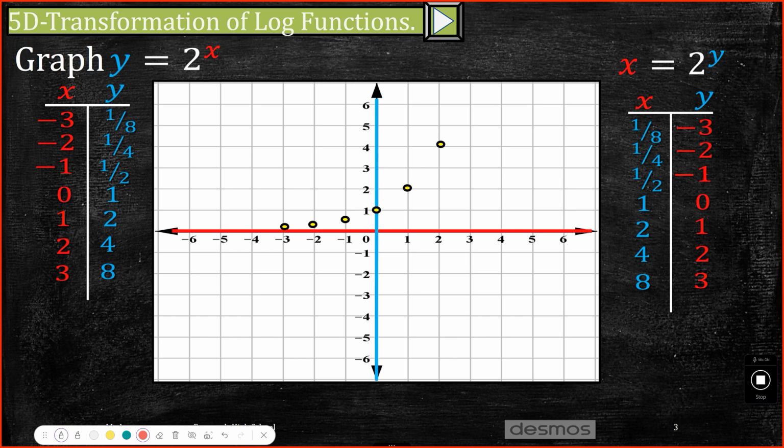Let's just continue on. Now we can plot these points. x is 1/8, y is negative 3. 1/4 is negative 2. 1/2 is negative 1. 1 is 0. x is 1, y is 0. 2, 1. 4, 2. 8, I can't graph that.